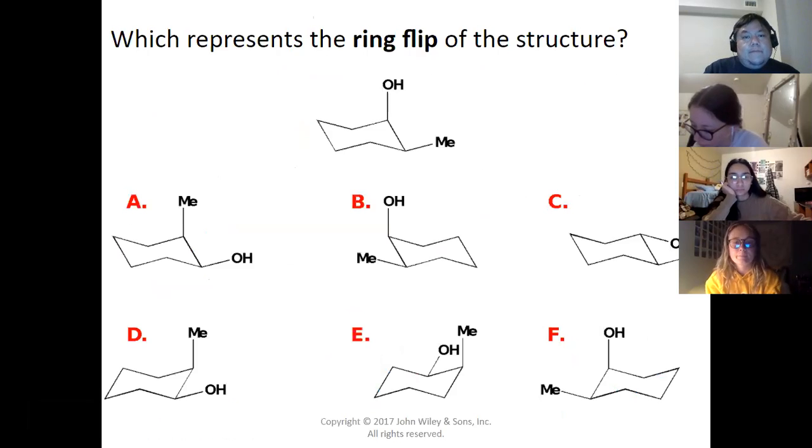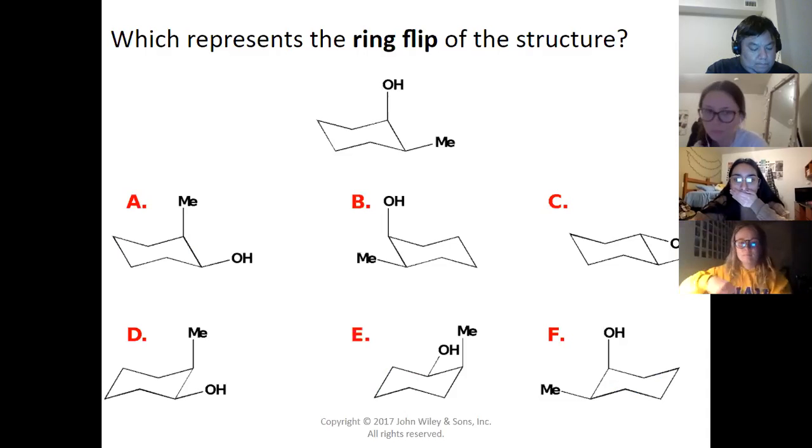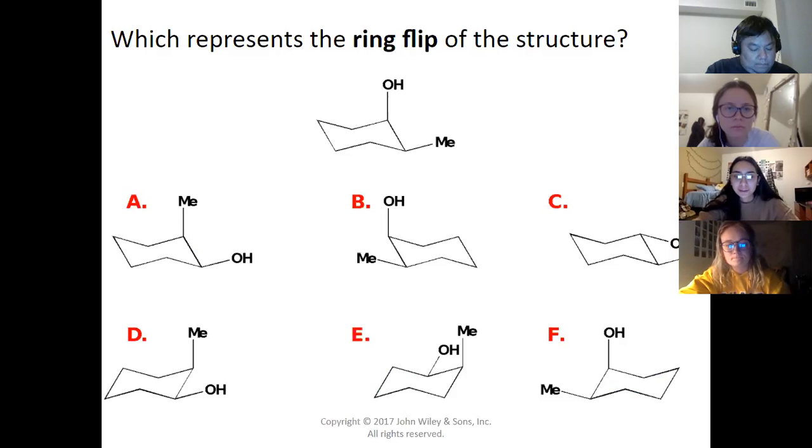So let's go ahead and continue on. So now, which represents the ring flip of this structure? Which represents the ring flip of this one? Is it E? Is our answer E?